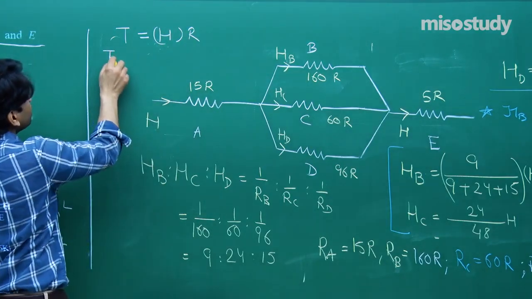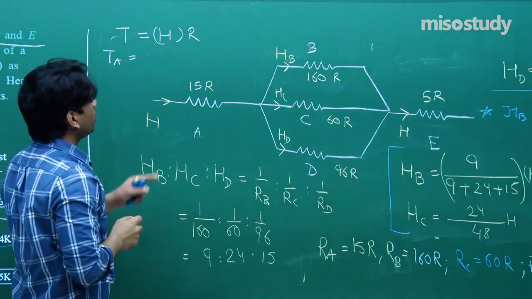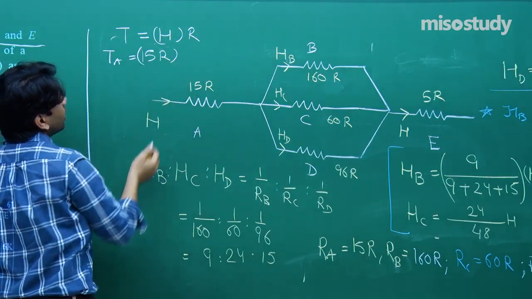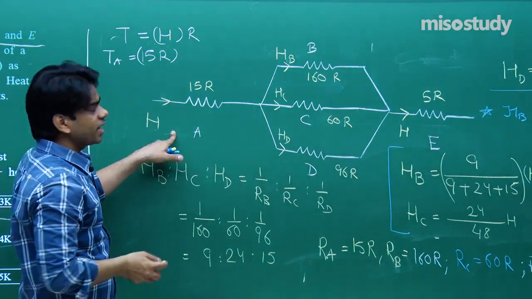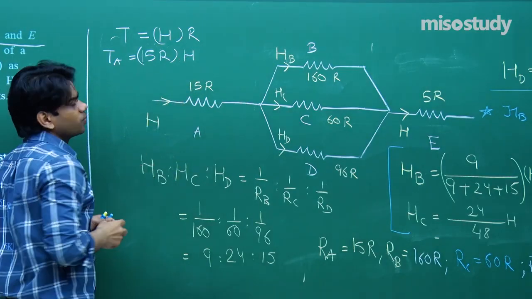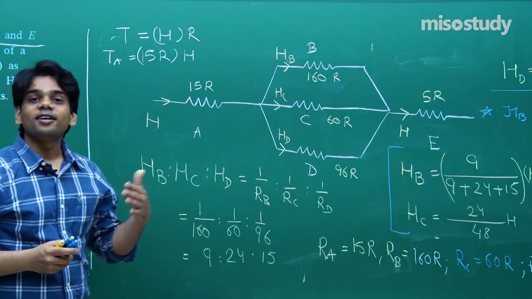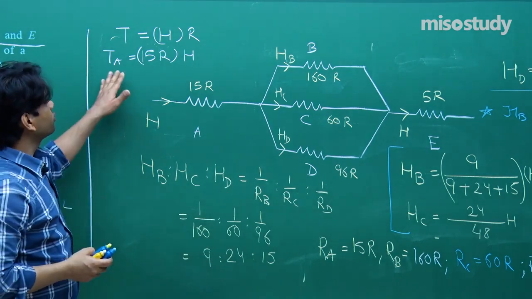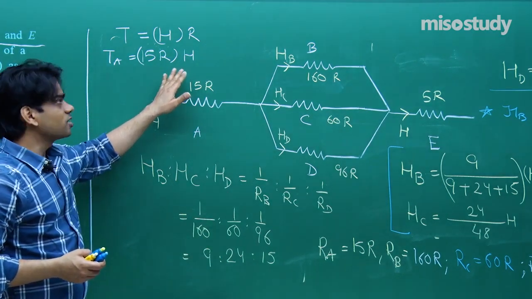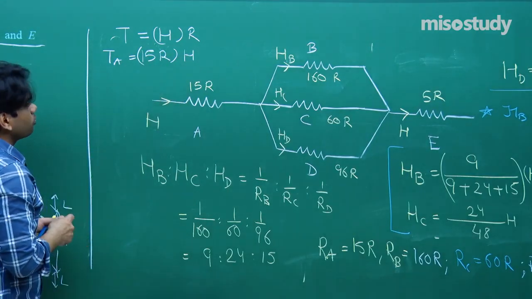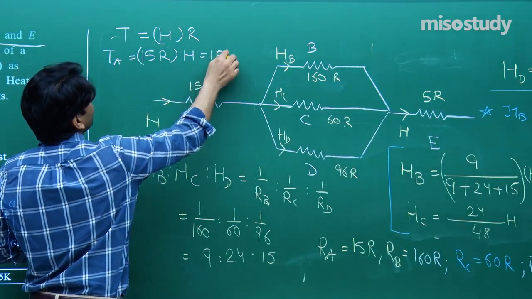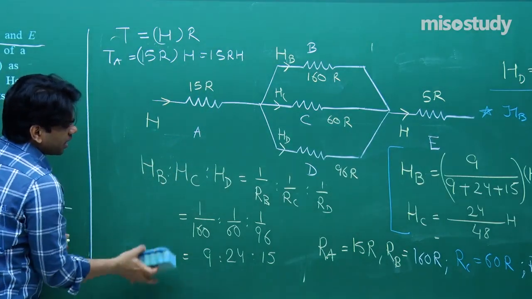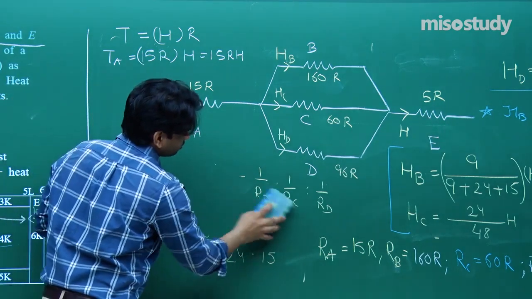So across A, resistance is 15R, so 15R multiplied by the heat current H. We know this because the rate of flow of heat current is equal to temperature difference divided by the resistance. So temperature difference will be heat current multiplied by resistance, so H into 15R, that is what we can do. So this will be 15RH. Less space we have, more things we need to write, so that's why I am using all the available space. And let me rub this part, not required.